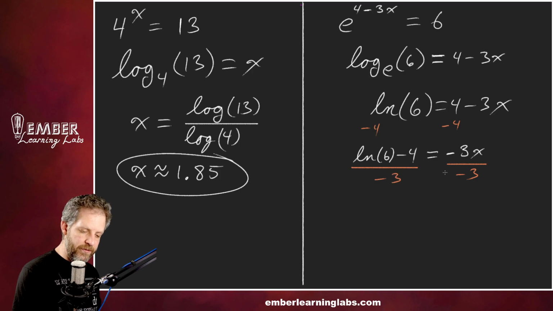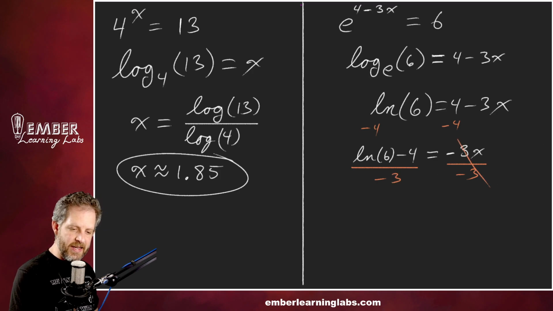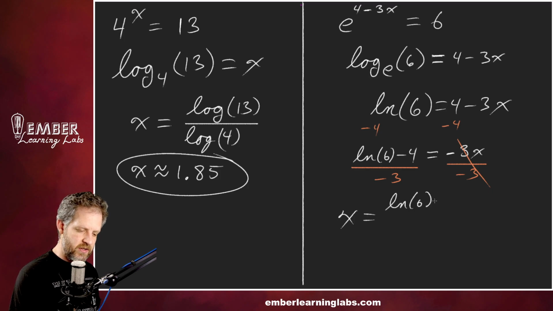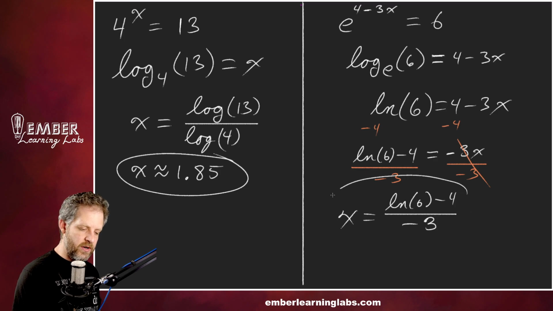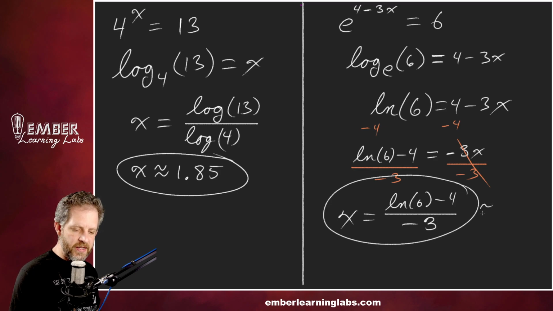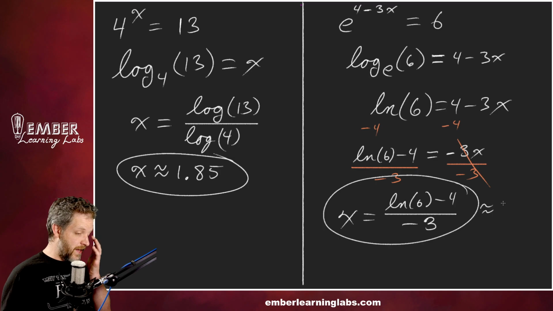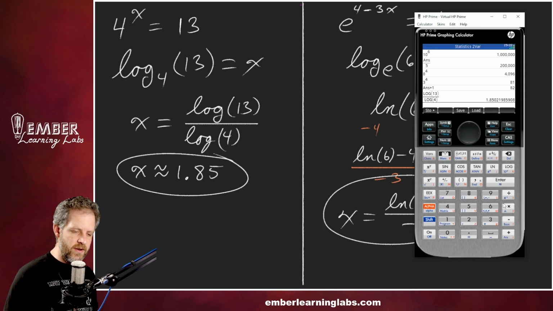Now, if we wanted the exact answer, like in a math class like this one is, then we could finish and be done right there and say our answer is the natural log of 6 minus 4 over negative 3. So if we're wanting an exact answer, then we're done. Now, we could also punch this in on our calculator and get the decimal equivalent, right?